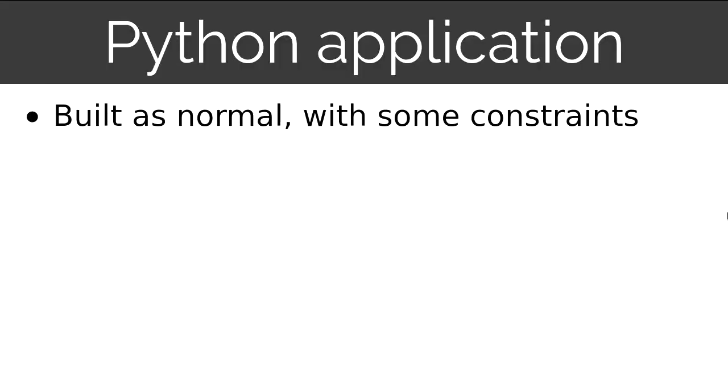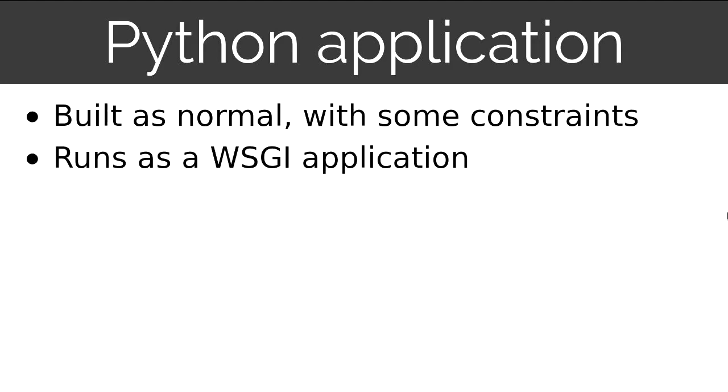So the application is built pretty much as normal. There are some small constraints that I'll go over, but most of the constraints are good development practice anyway, so they will probably be useful to you if you follow them. It runs as a WSGI application, so you will install uWSGI or Unicorn or something in the container to run your application, and then connect to that from Nginx, for example, or Apache, or any other front-end server.